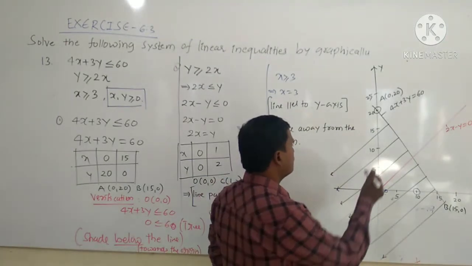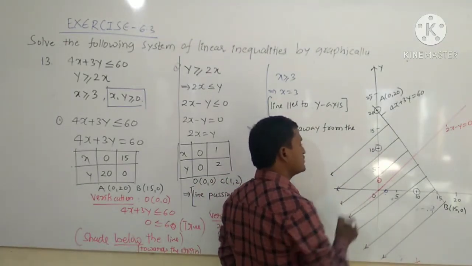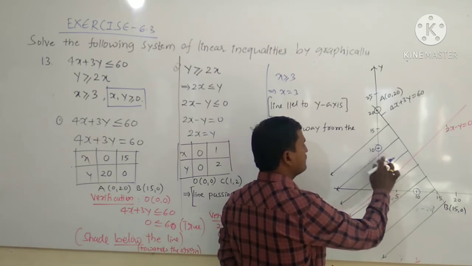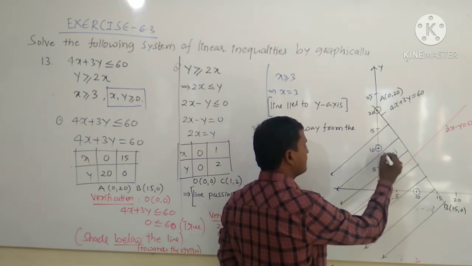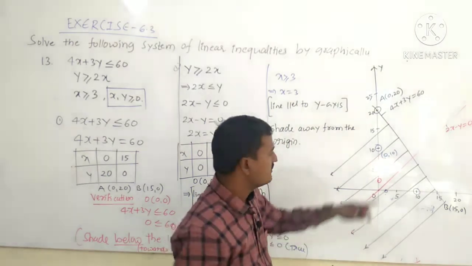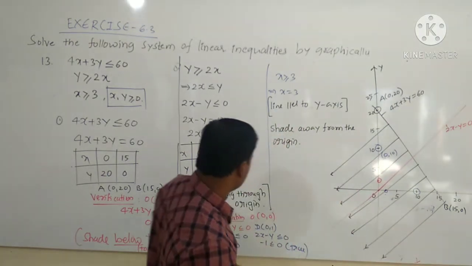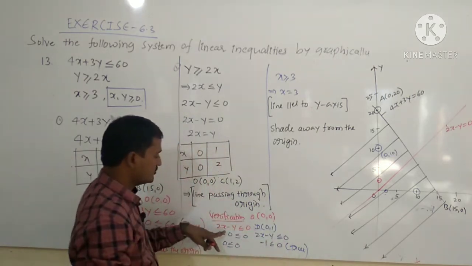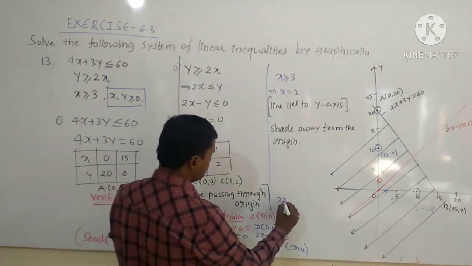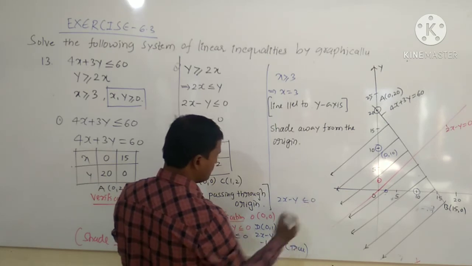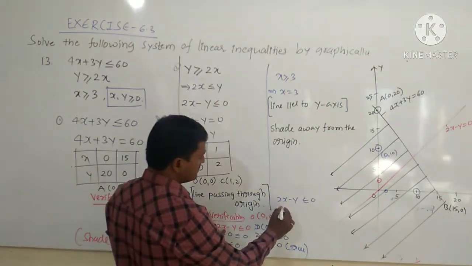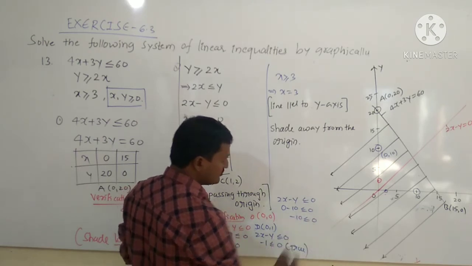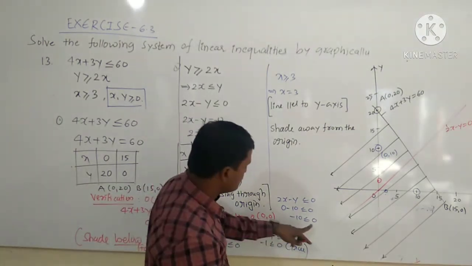Or if you check for this point also, this point is 0, 10. The value of x equal to 0, the value of y equal to 10. You have to substitute this 0, 10 here. So that is 2x minus y, which is less than or equal to 0. What is the value of x? 0 minus 10, right? Minus 10 is less than or equal to 0. So it means that it is true.